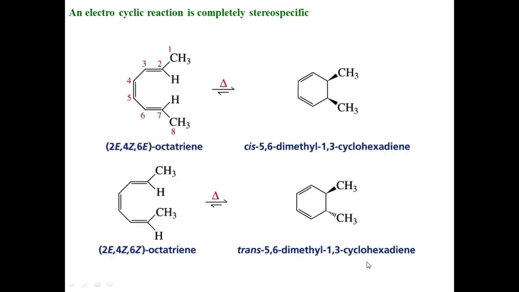Here you see the 2E,4Z,6E-octatriene. This is for the stereo molecules. In thermal conditions, cis-5,6-dimethyl-1,3-cyclohexadiene will be formed. So this is the structure of this compound. Another one is 2E,4Z,6Z-octatriene, and in the thermal reaction, trans-5,6-dimethyl-1,3-cyclohexadiene will be formed.